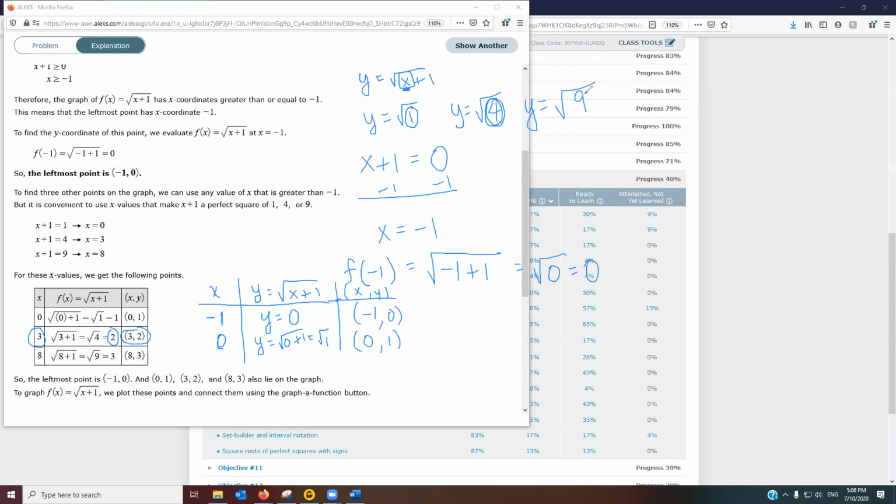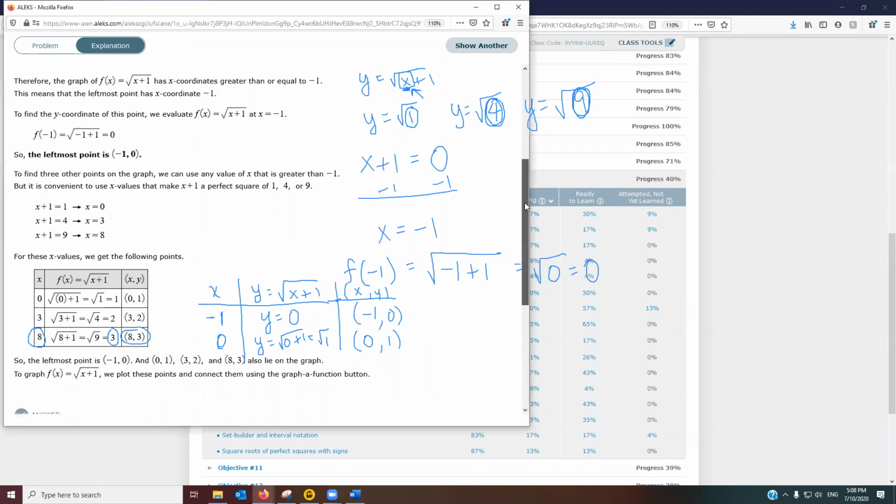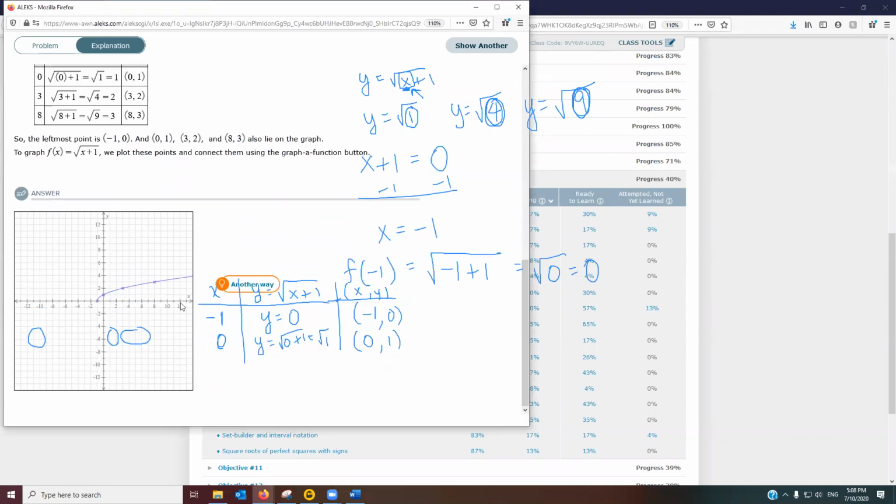One last point, I want the quantity underneath to be a 9. Well, if I want the quantity underneath to be a 9, I should make that x equal an 8. So I have this table created. Now we can go graph. Once we have that table, here is the point -1, 0. Here's the point 0, 1. Here's the point 3, 2. And here's the point 8, 3. And you would be graphing this using the Alex graphing tool.